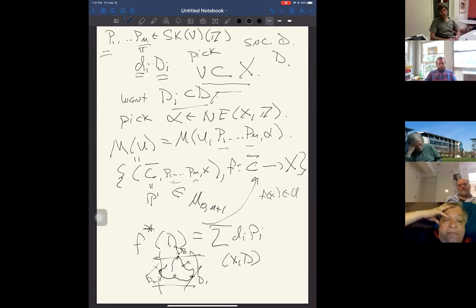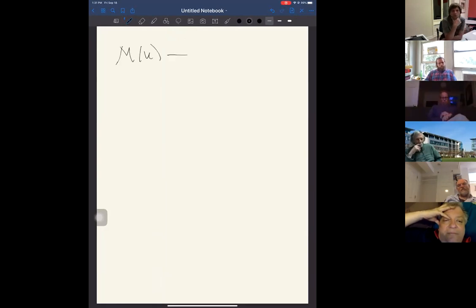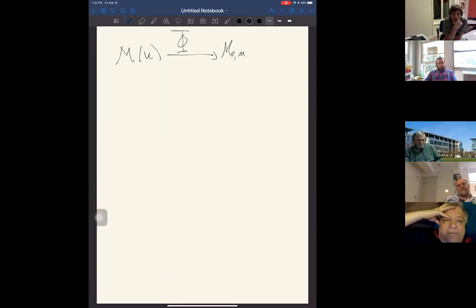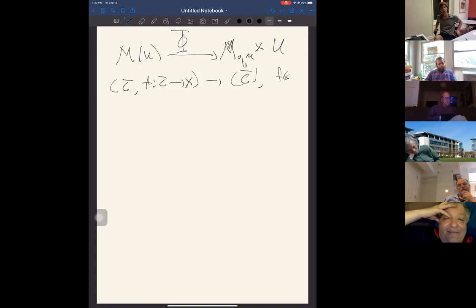So this moduli space, which I'm calling M, comes with a natural map. So M comes with a map to M0M cross U. What's the map? I hope it's clear to everybody. This was a pair of C with a bunch of points on it and a function from C bar to X. What do you do? You just map this to the domain. You map it to C bar together with its points. That lives in here, and then just where the last point went, f of X.